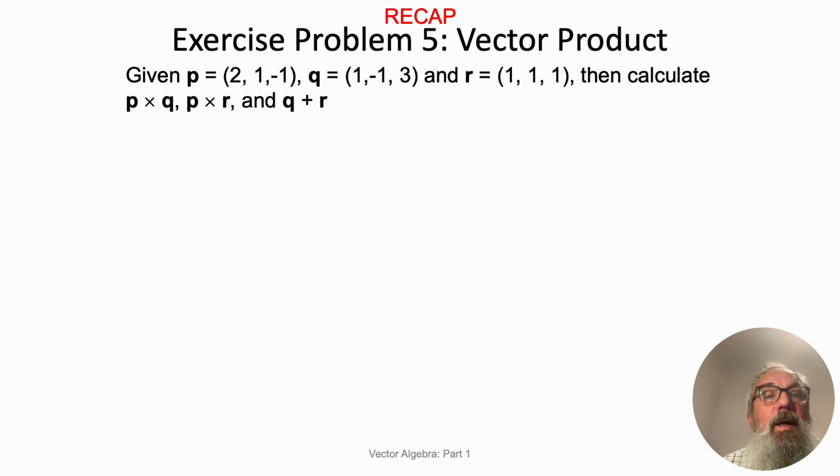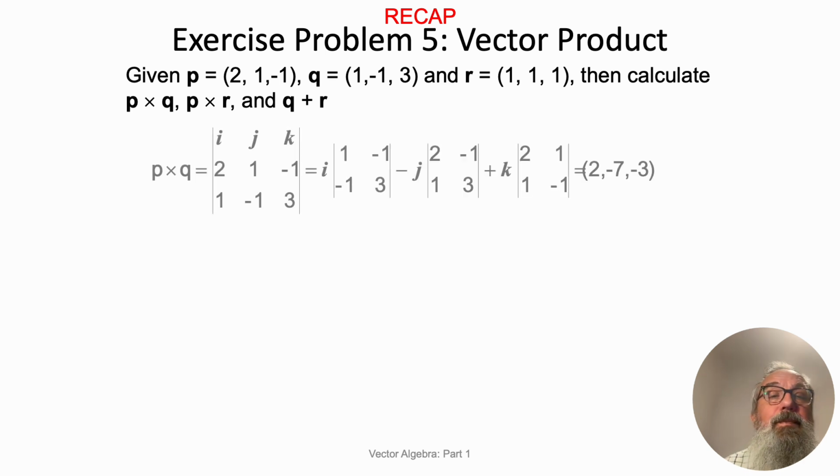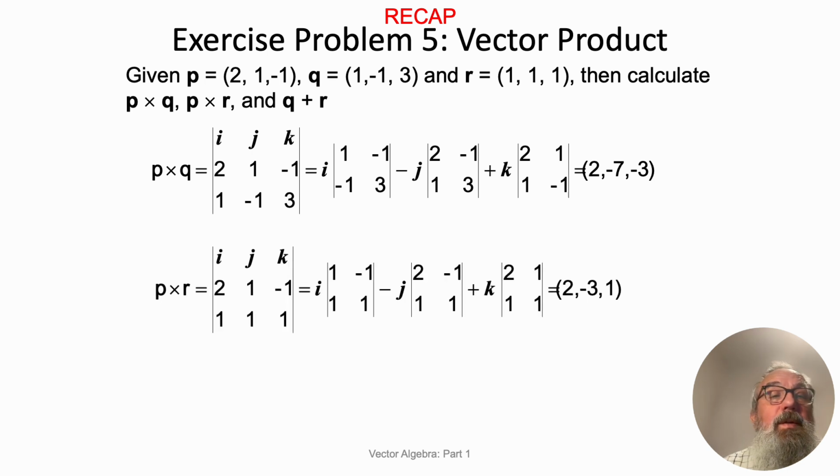Let's have a look at a vector product calculation, a fairly straightforward one. We've got three vectors, P, Q and R. We're asked to calculate P cross Q, P cross R and Q plus R. Well, for P cross Q, we write the unit vectors and the three components of P and Q, and we expand them in the determinant way. I won't go into the detail. And then we do the expansion to get the three components of the vector. We do the same for P cross R.